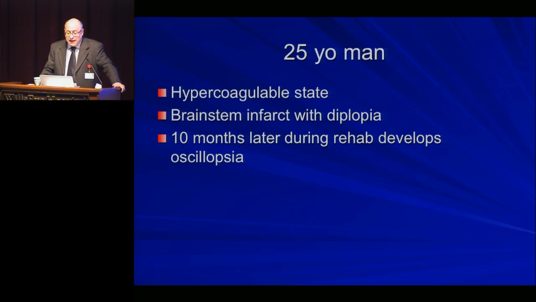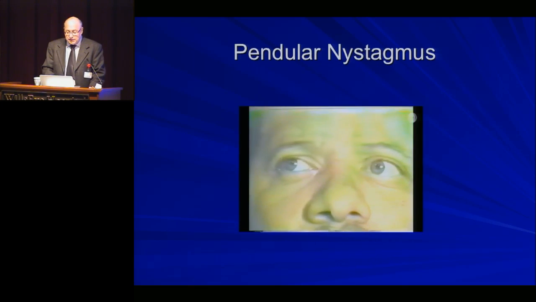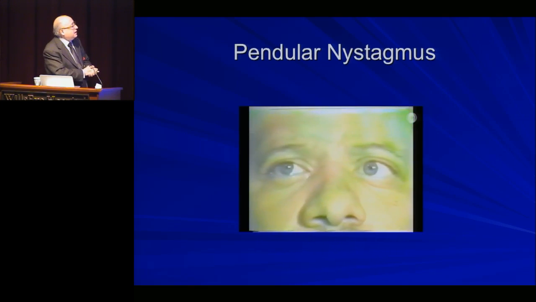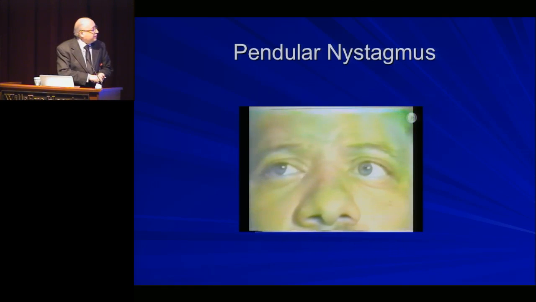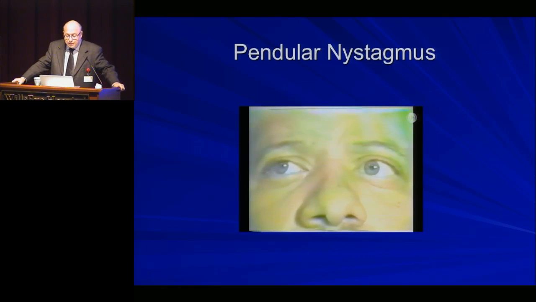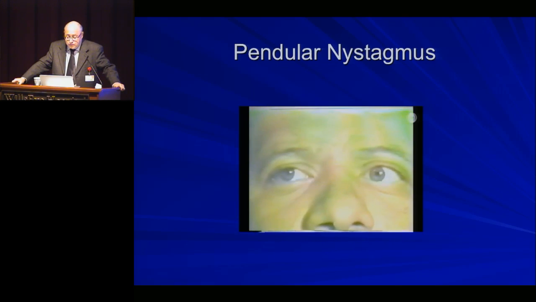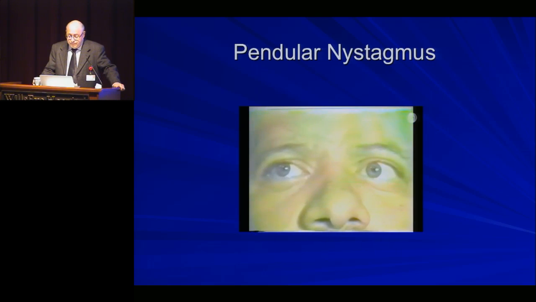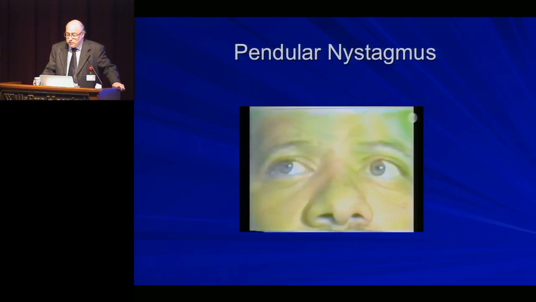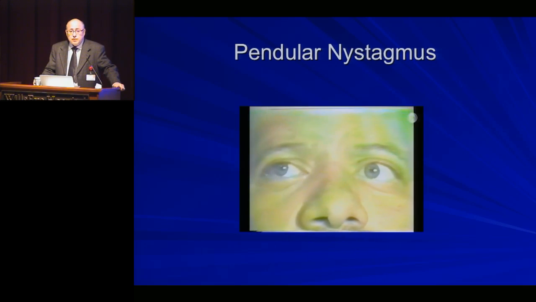So here's a 25-year-old man who has a history of a hypercoagulable state that's familial. He gets a brainstem infarct with double vision, and 10 months later, during rehabilitation, develops oscillopsia. And he comes in, and this is what he has. So you see a combination of horizontal and vertical. You see that it's different in both eyes. It's actually converging and diverging, right? Anyone know what this is? Is it a new stroke, 10 months after his old stroke?